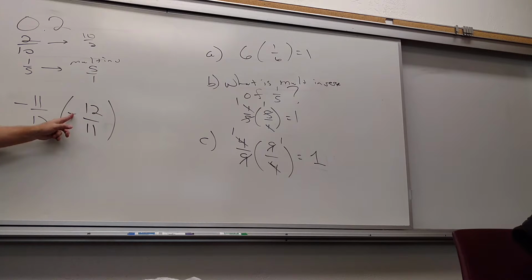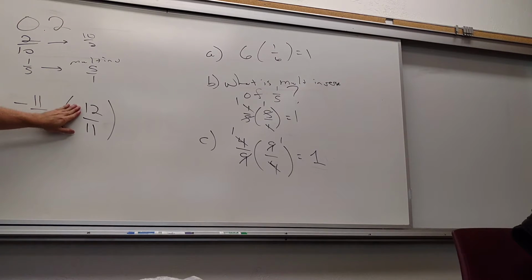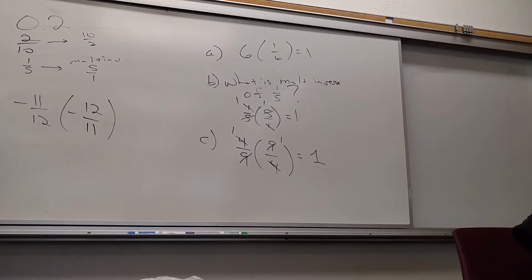Do you guys see why that negative sign has to be there? If it wasn't there, you would get negative 1. I want 1. So there's got to be a negative so it can cancel. So just reciprocate. So additive inverse, just change the sign. Multiplicative inverse, just reciprocate.